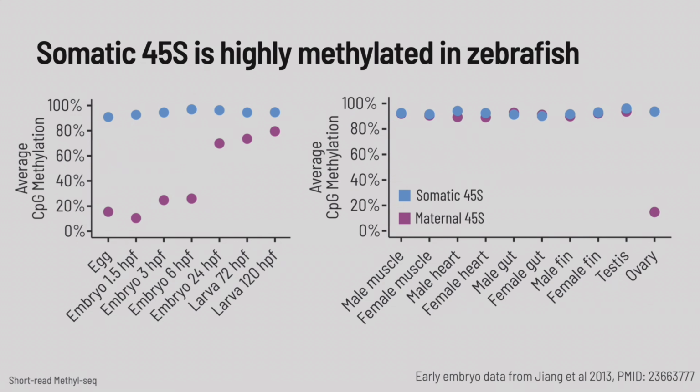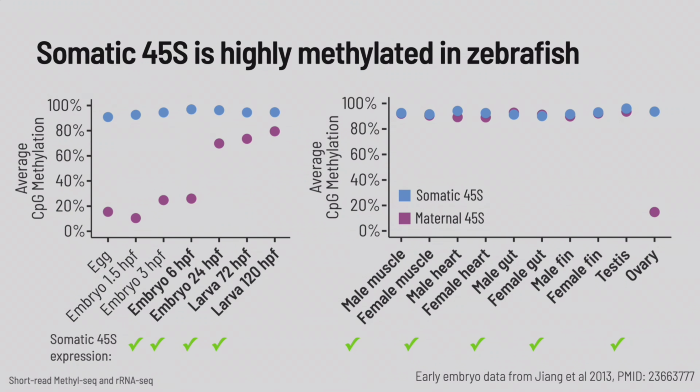And as I was saying earlier, we matched all of these samples with ribosomal RNA sequencing data, and we see indeed that the somatic is expressed as early as 6 hours, and then throughout development, and fully expressed in all the adult tissues, represented by the text highlighted and the check marks.